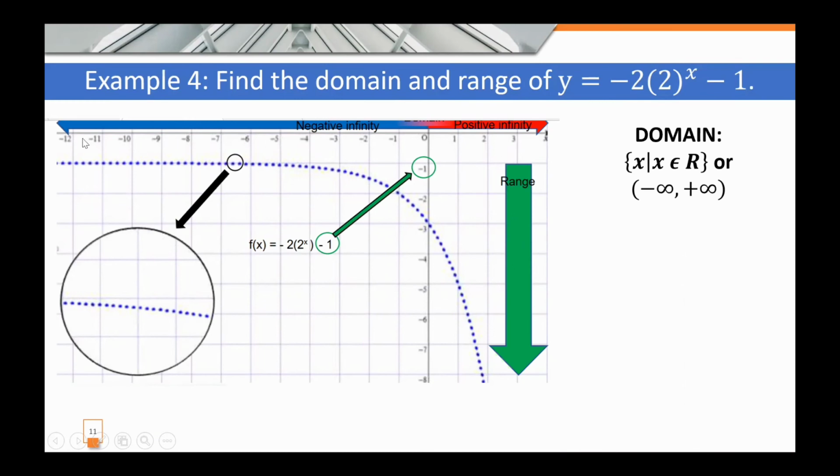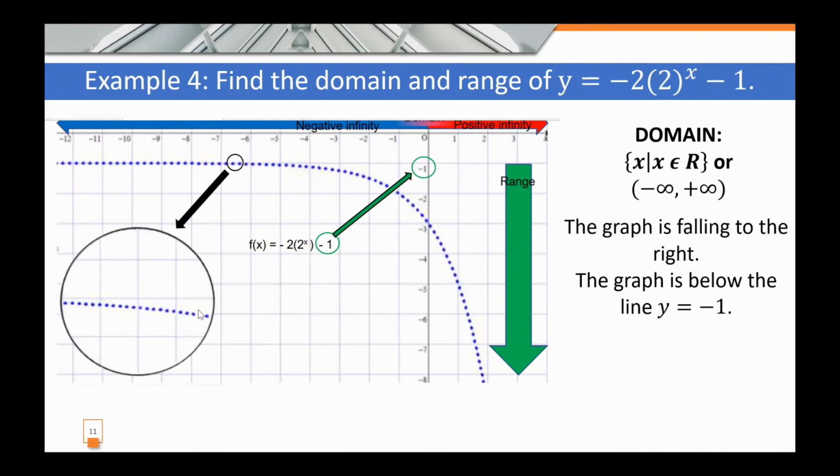Yung graph nitong function sa example number 4 ay falling to the right. Nasa lower portion siya ng Cartesian coordinate plane. Nasa 3rd quadrant and 4th quadrant. Kung mapapansin ninyo, yung graph hanggang lang siya sa line y equals negative 1. Ang negative 1, ito yung dinagdag sa function na y. Or ito yung value ng d. d is equal to negative 1. That is the line na hindi magta-touch yung graph. If you're going to zoom, kung mapapansin ninyo, hindi naman siya nag-touch sa line y equals negative 1.